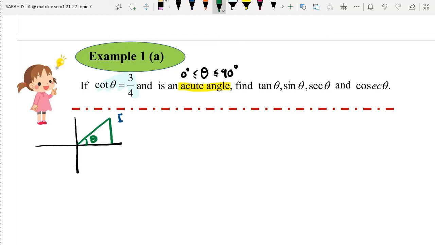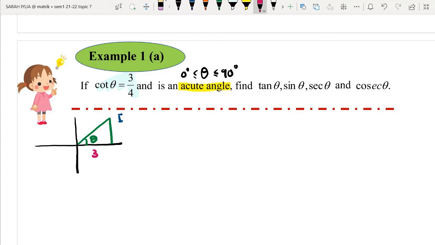Remember, cotangent theta is 1 over tangent theta, and as before, that is adjacent over opposite. So our ratio here has adjacent, the side next to the angle, which is 3 at the base. And then opposite will be the side across from the angle.